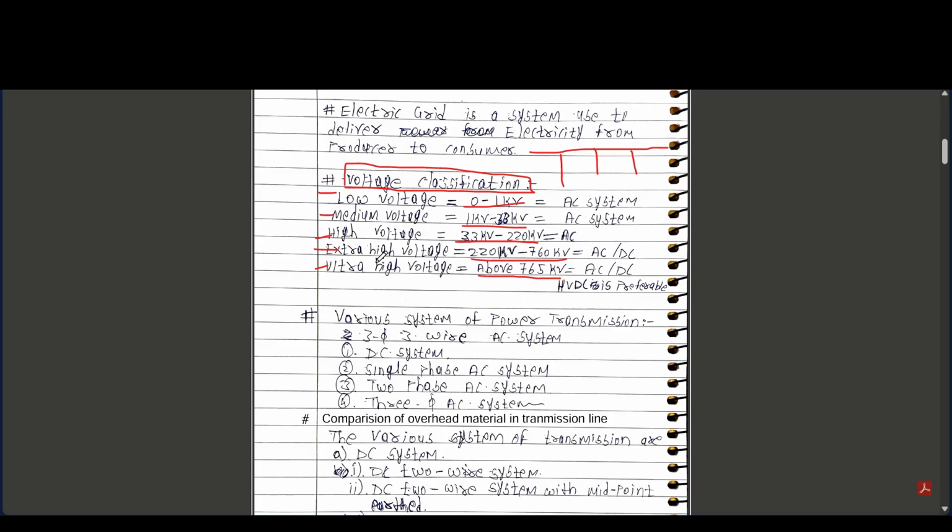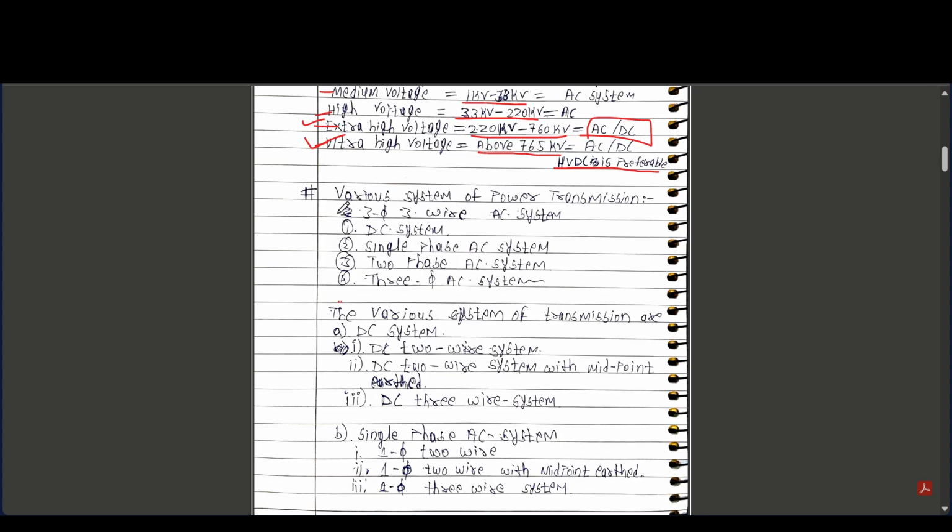Typically extra high voltage and ultra high voltage are transmitted in HVDC system, because that is much preferable, as transmission losses are reduced in HVDC system. So in 220 kilovolt to 760 kilovolt, we typically have a DC transmission, that is HVDC transmission.